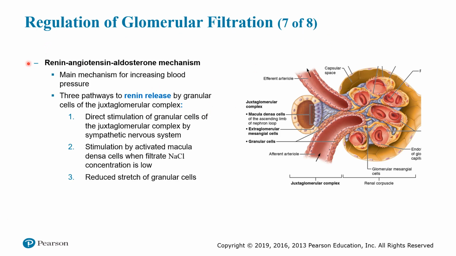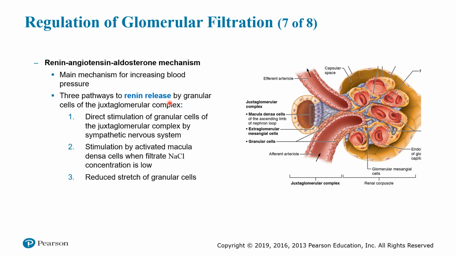Now the other mechanism is the renin, angiotensin, aldosterone mechanism, and we are all familiar with this because we have been going over it since the beginning of this course, from endocrine, then in the cardiovascular system, and now this is the last part of it. So what does the renin, angiotensin, aldosterone mechanism do? It is the main mechanism for increasing blood pressure. And how does it do it?